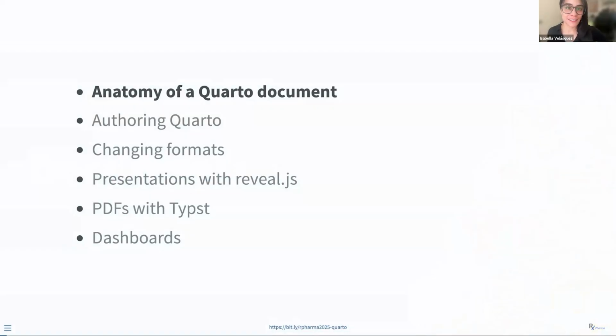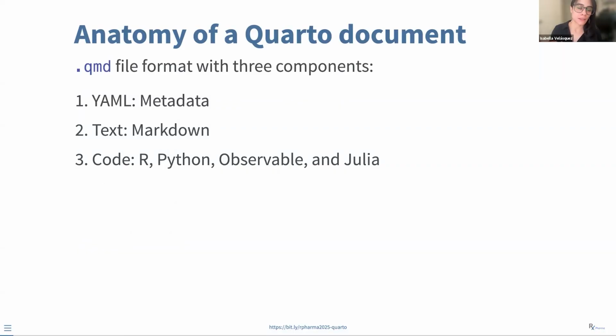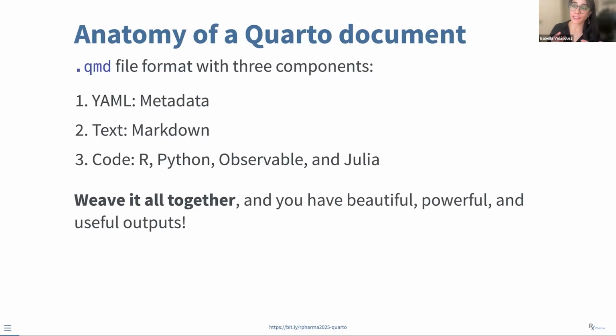One of those things is the anatomy of a Quarto document. A QMD file generally has three different components. The first one is a YAML, as mentioned in the chat. This provides the metadata of your document, things like title and author. Text, which is the narrative, the things that you write to explain what to report to your stakeholders. And the third is code, which could be R, Python, Observable, and Julia. Put them all together, render it, and then you get your beautiful output.